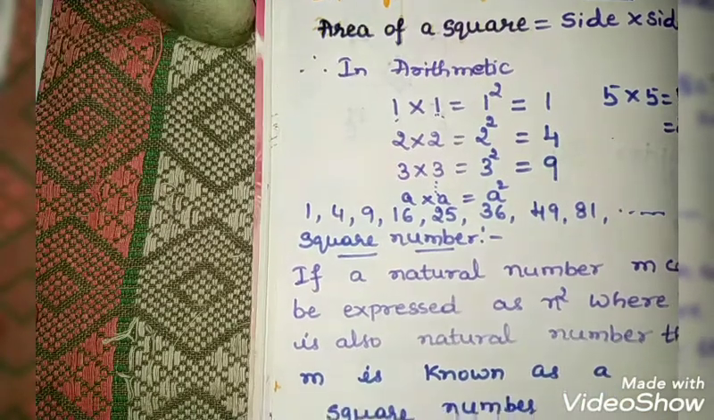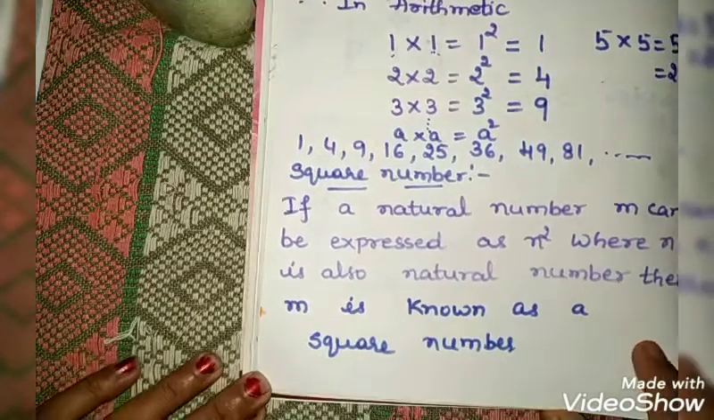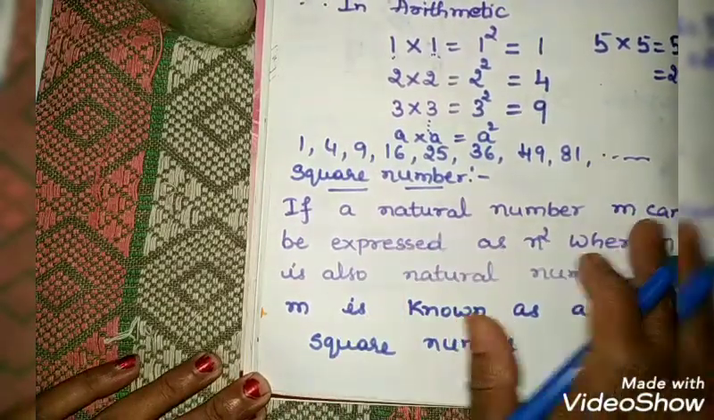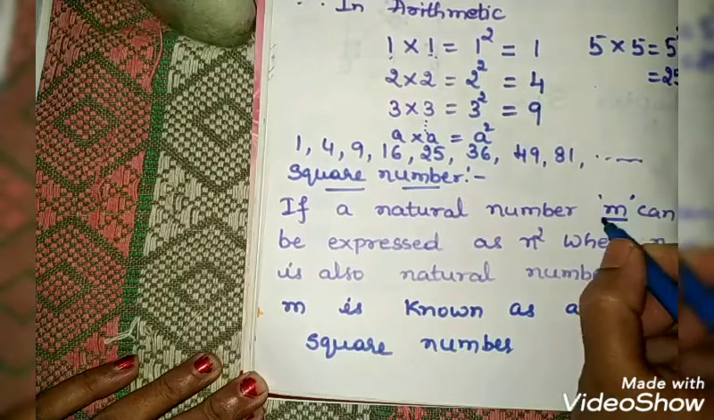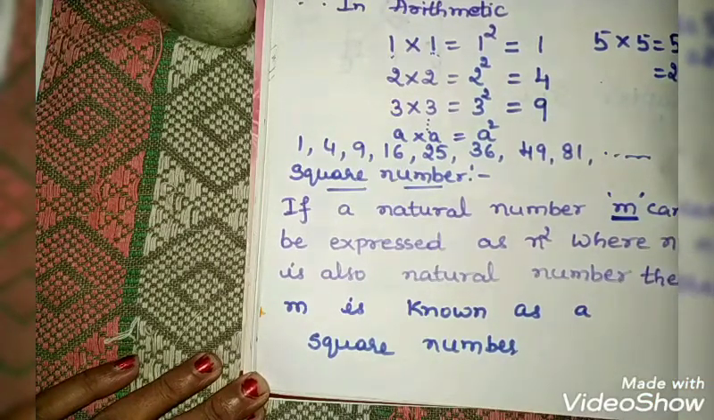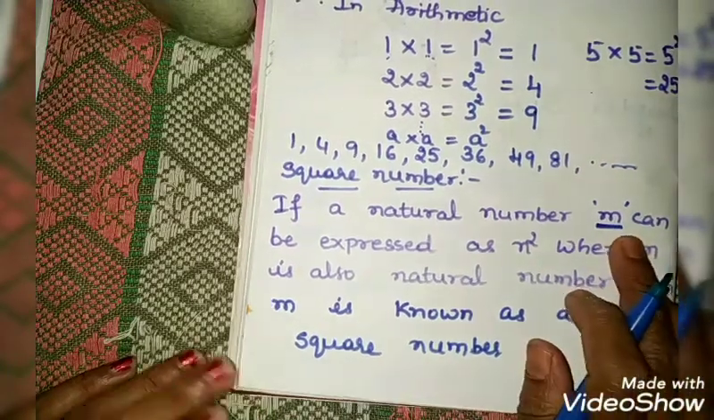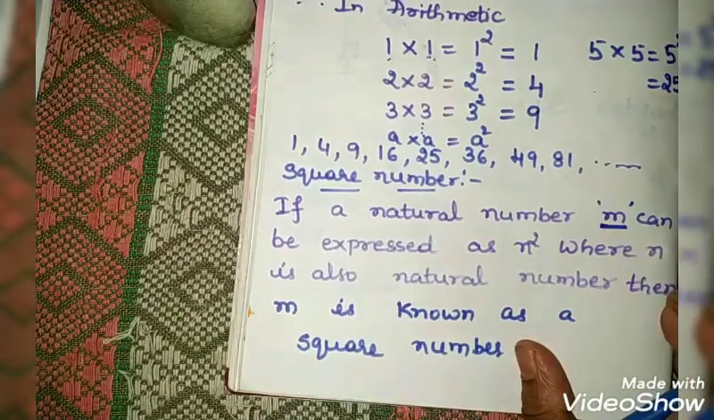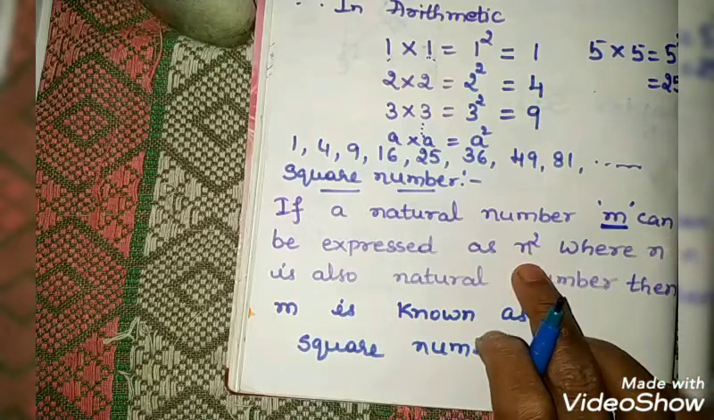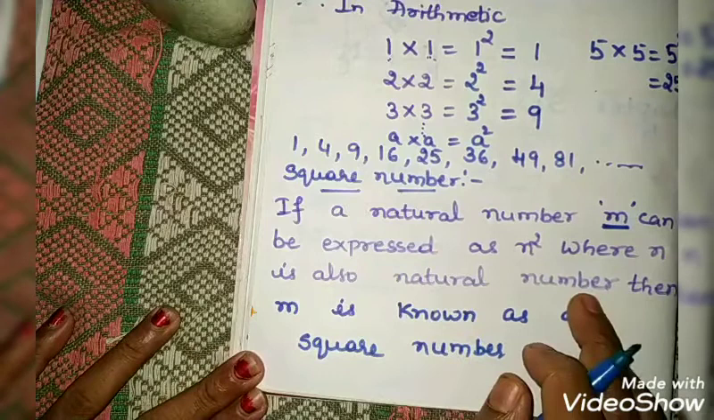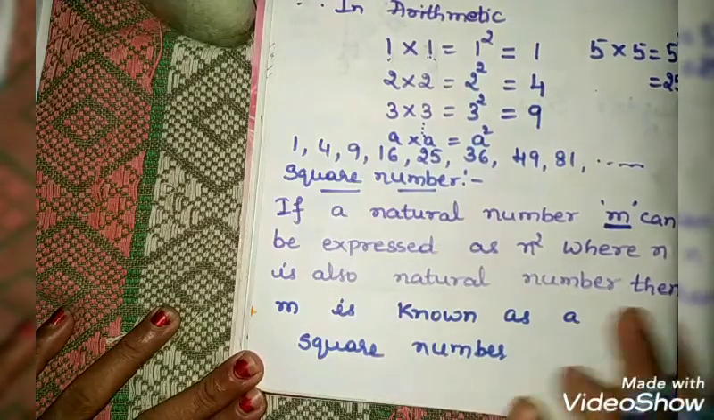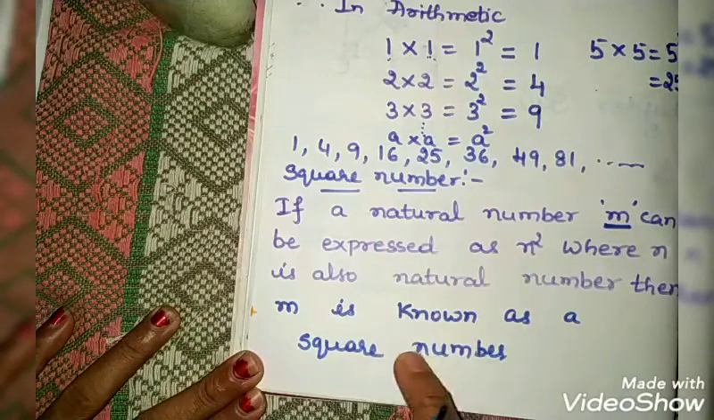Then what is a square number? How can we define a square number? If a natural number m, for example, one number we are considering in general, m can be expressed as n square, where n is also a natural number. Natural number, we came across that already, isn't it? Natural numbers 1, 2, 3, 4, etc. Those numbers are natural numbers. If a natural number m can be expressed as n square, where n is also a natural number, then this m is known as a square number.